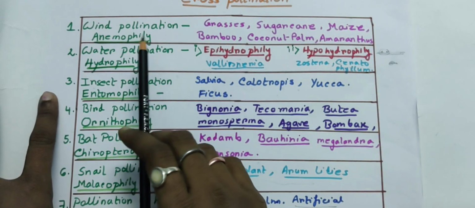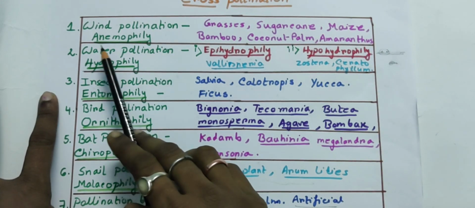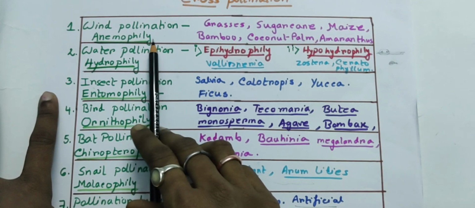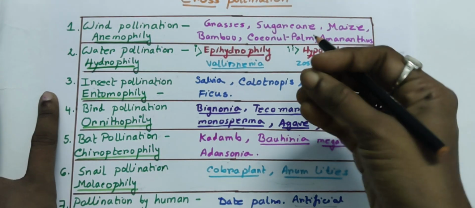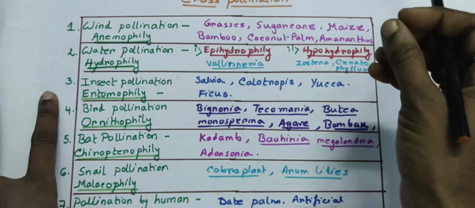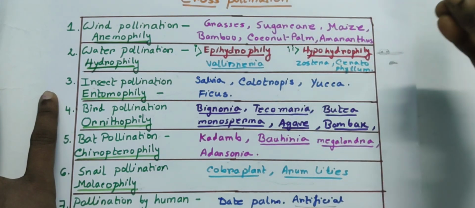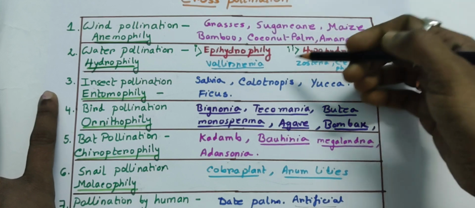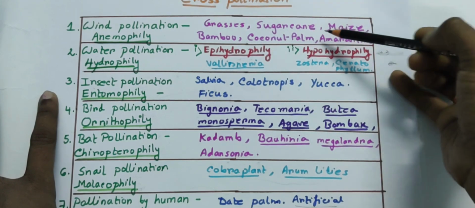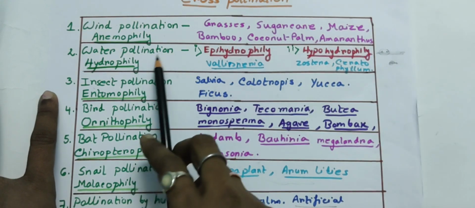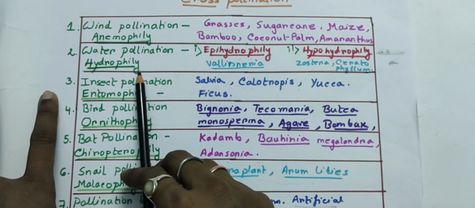Okay, so first here is wind pollination, anemophily. Wind pollinated flowers are called anemophilous. Wind pollinated flowers are very lightweight as they have to travel a long distance, so they must be lightweight. The examples are grasses, sugarcane, maize, bamboo, coconut, palm, amaranthus. Water pollinated flowers are called hydrophily.